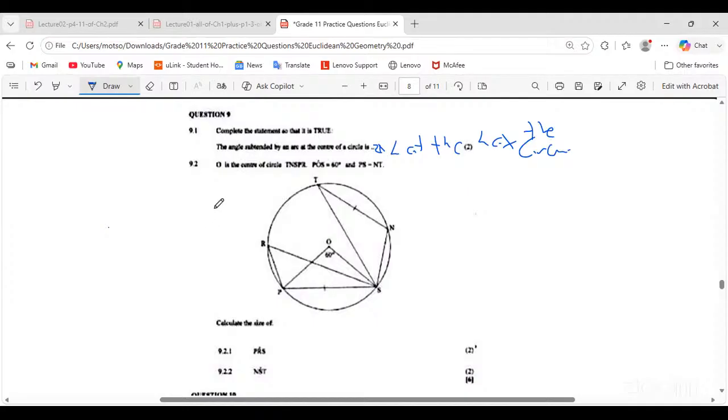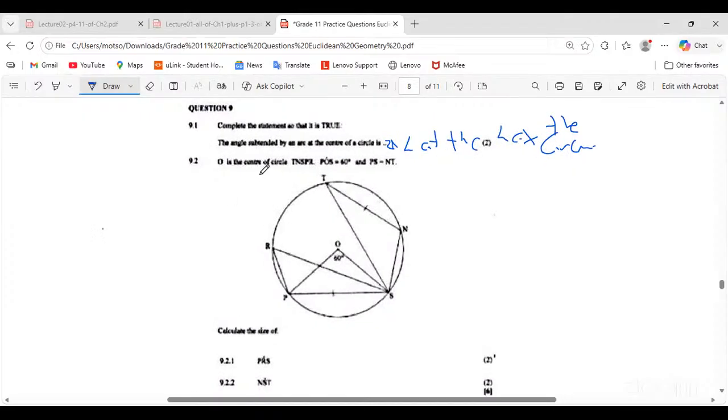Now going to 9.2, it says O is the center of this circle, and T, N, S, P, R are on the circumference, right? Yes. POS is 60 degrees. We can see here at the center. PS is equal to NT here.